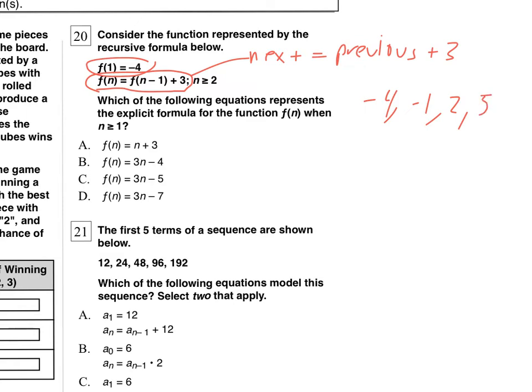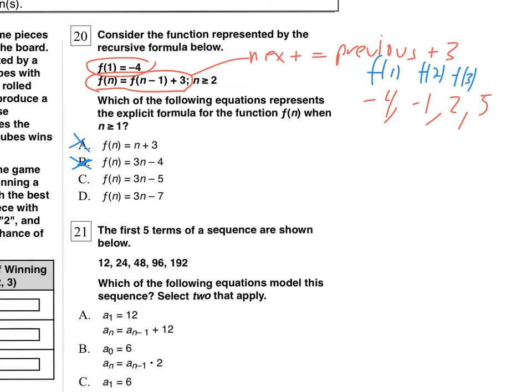Okay, so now I got to translate this into an explicit function. So if I plug in 1, I should get that first term. And if I plug in 2, I should get the second term, and so on. So if I plug in 1 here, 1 plus 3 is definitely not negative 4, so that's incorrect. If I plug in 1 here, 3 times 1 minus 4 is negative 1, so that's not what I want. I want the first one to be negative 4.